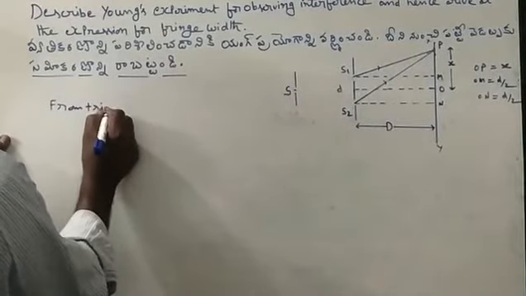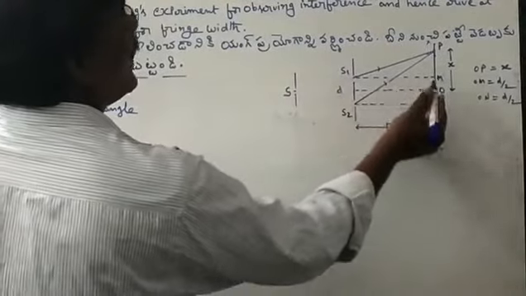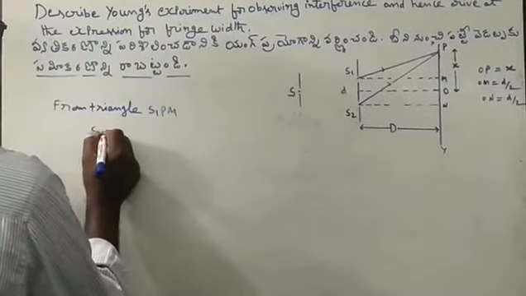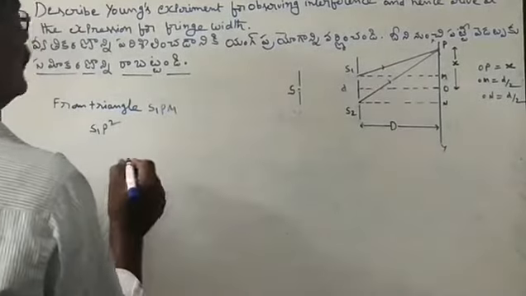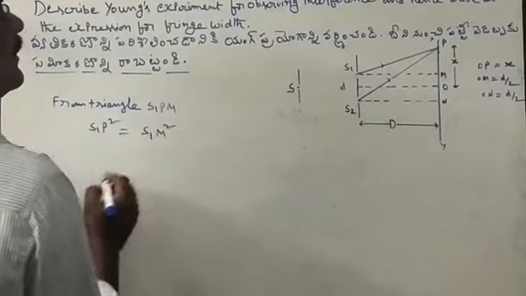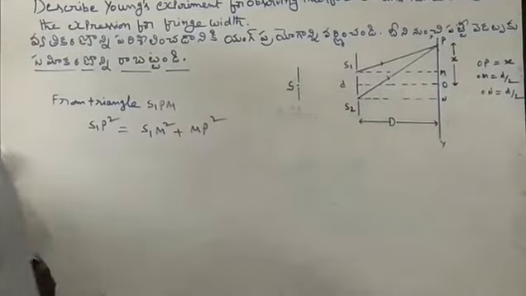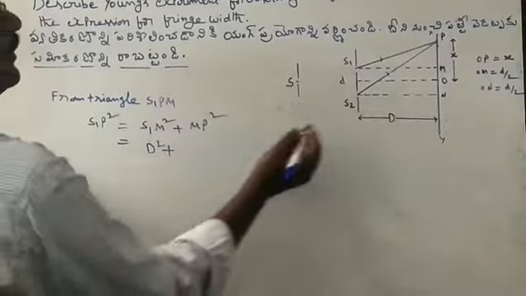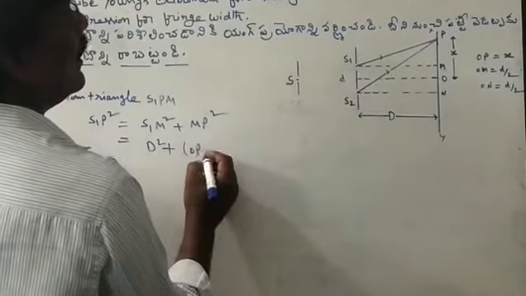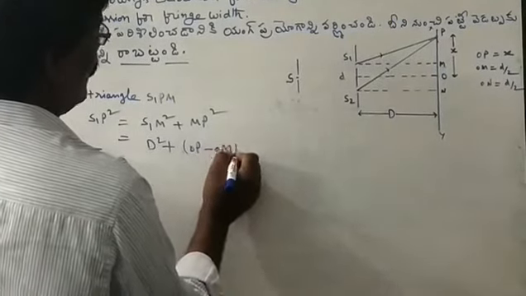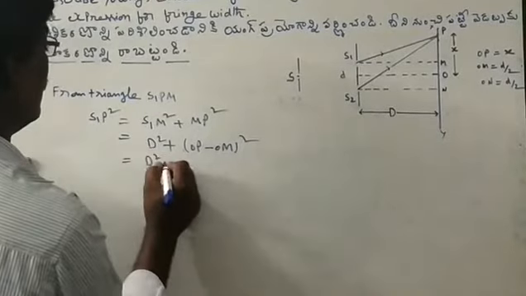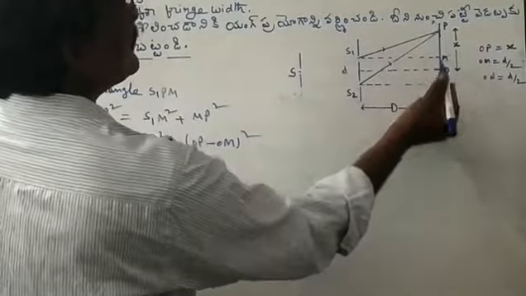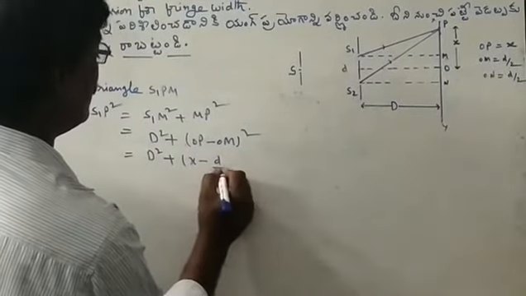From triangle S1PM, S1P whole square is equal to S1M whole square plus MP whole square. That equals S1M, means capital D, whole square plus MP, means OP minus OM whole square. That equals D square plus OP, means X, minus OM, means d by 2, whole square.